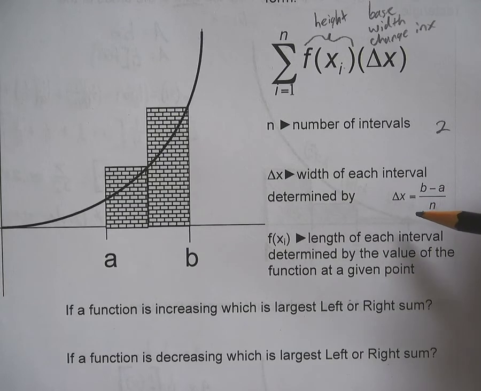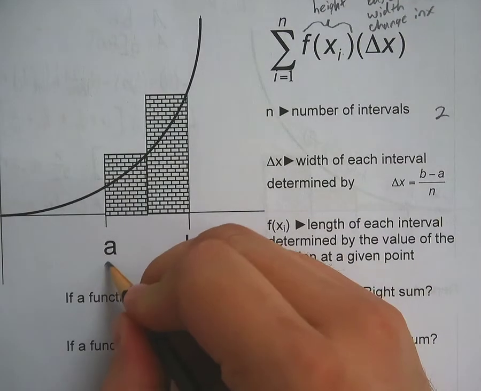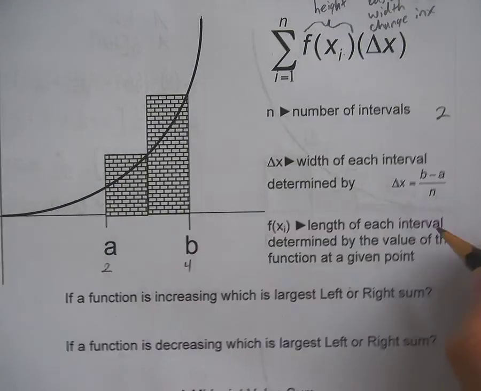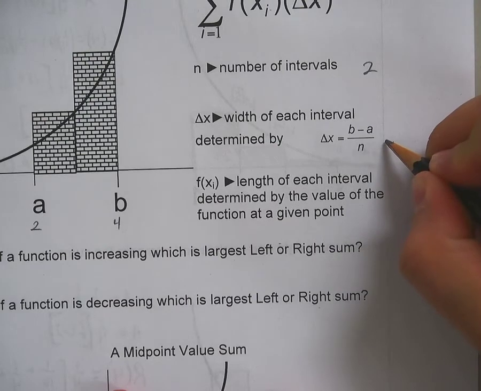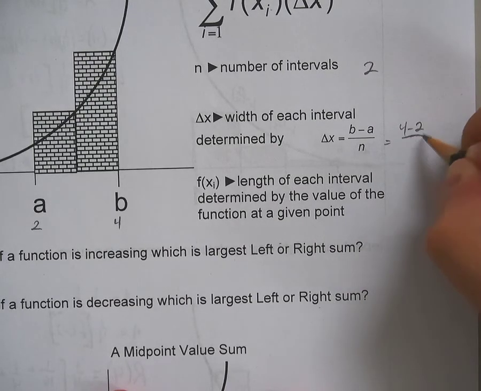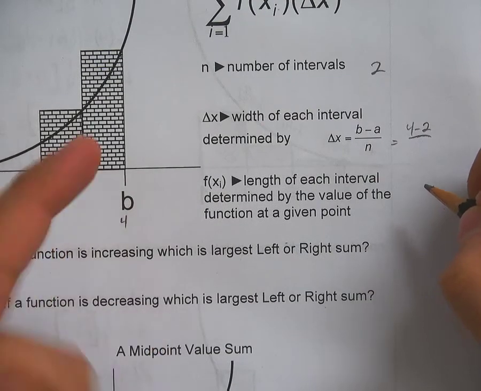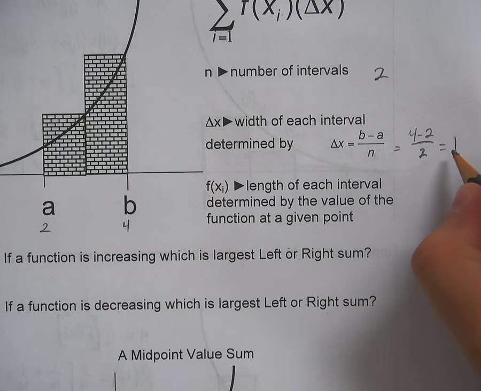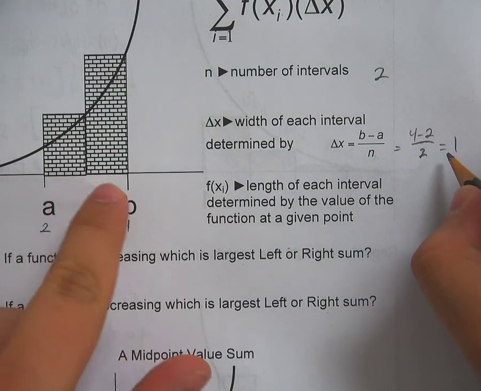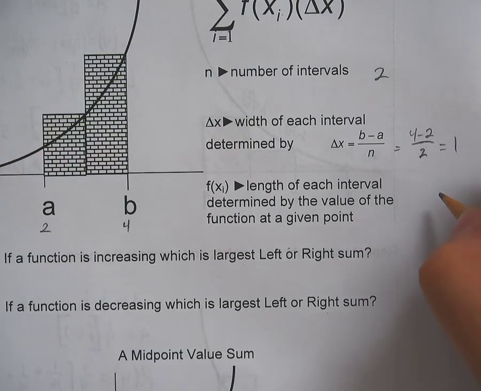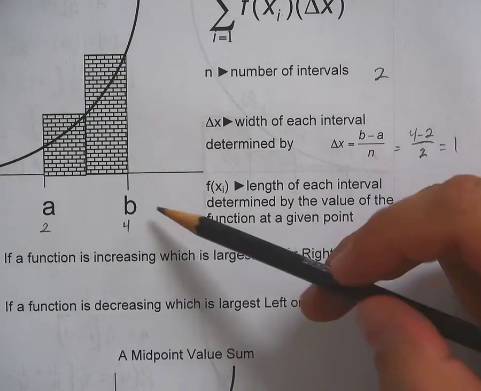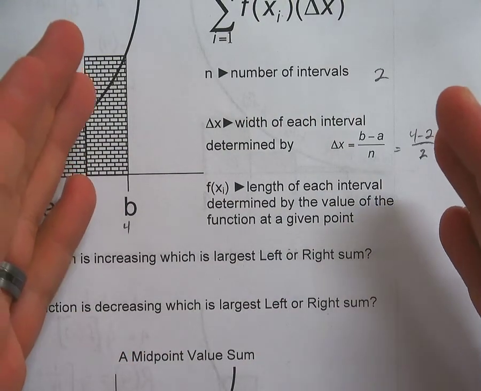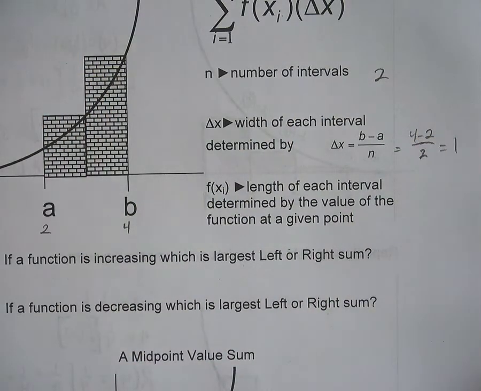So again, delta x is found by this guy. Let me just throw out some numbers here. Let's say that this is 2 and this is 4. Then delta x, using this formula, is 4 minus 2 over, how many am I using? 2 intervals, so 2. That means that each base is only 1 unit wide. So this will be 2, 3, and 4. So you take your right-hand side, subtract your left-hand side to find out how wide it is, divide it by n, the number of intervals, and that tells you how wide each interval is.